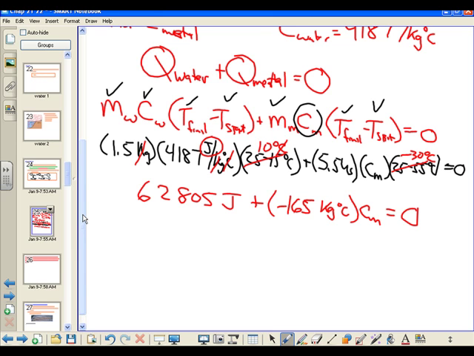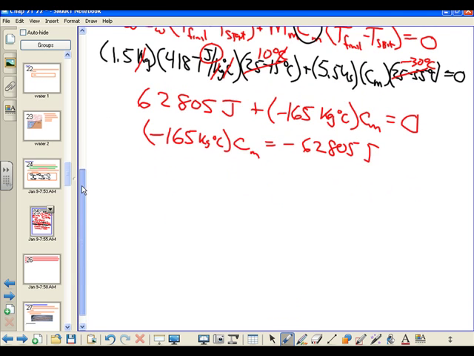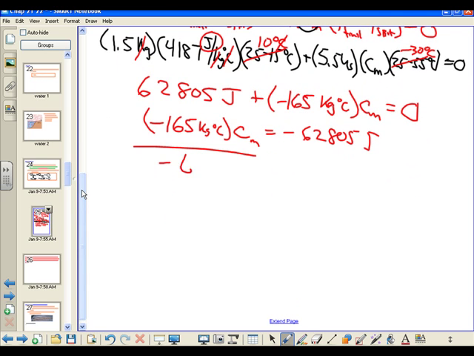Anyone not see where I've gone at this point? So all I have to do, I'm going to subtract 62,000 something from both sides. I end up with negative 165 kilograms degrees C times the specific heat equals negative 62,805 joules. I divide both sides. Now it's just a plain old algebra problem.